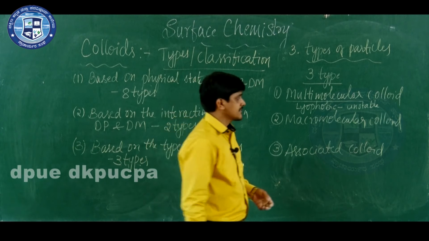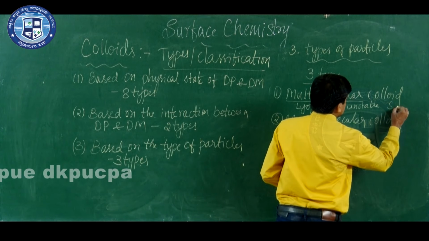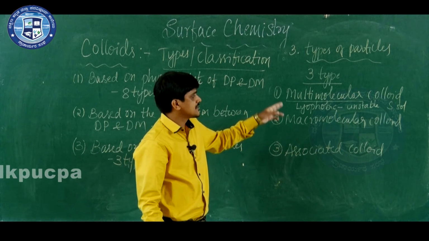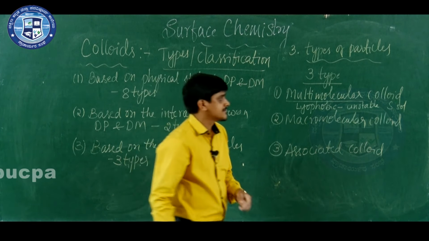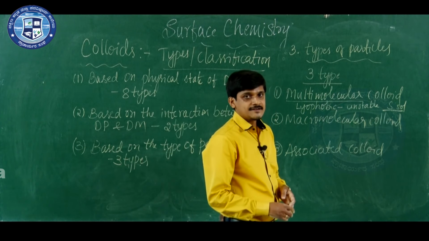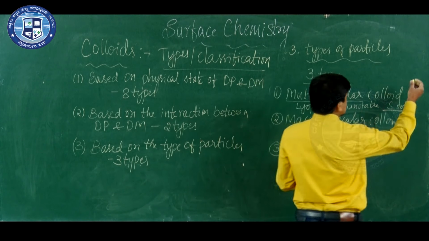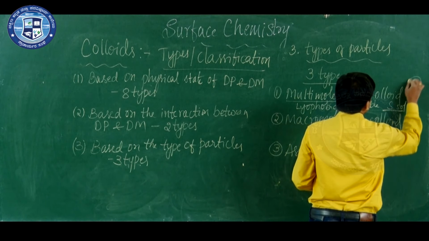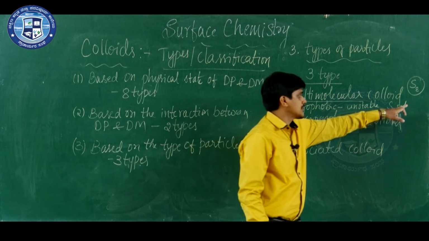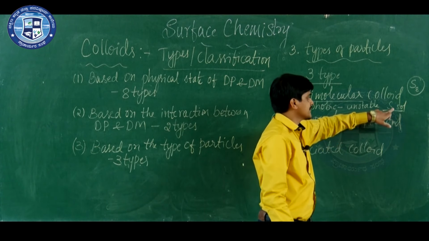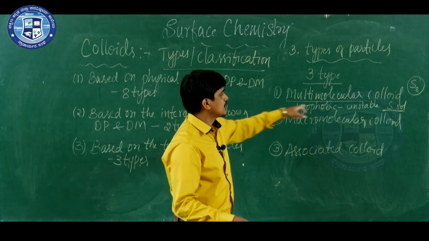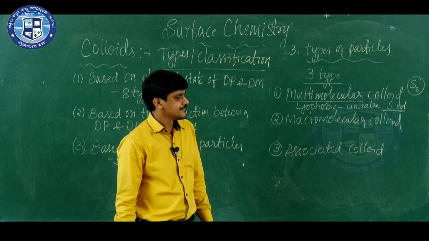An example is sulfur sol. Sulfur sol is a multimolecular colloid, because this sulfur sol contains 1000 or more molecules of S8. Therefore, that is called a multimolecular colloid. So, next.